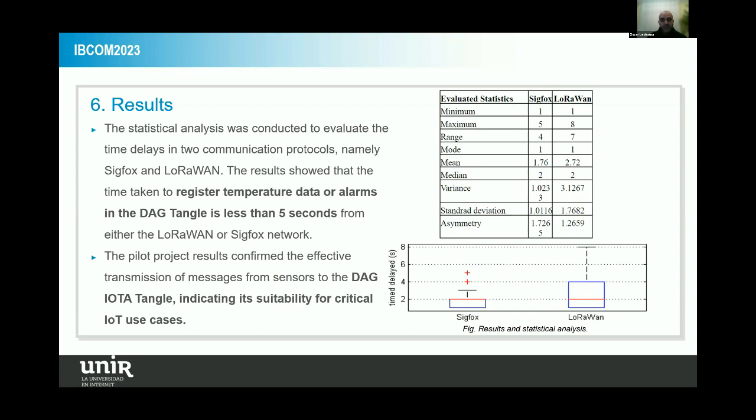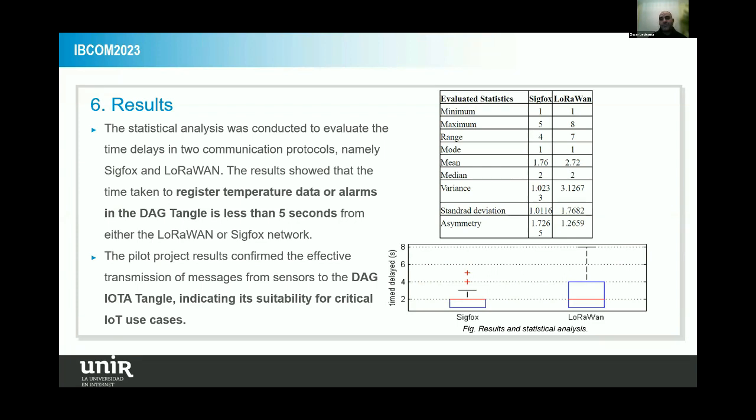So in summary, the results and statistical analysis from the pilot project provide valuable insight into the performance and characteristics of the communication protocols, contributing to the evaluation of the feasibility and effectiveness of using DAG for monitoring the cold chain of vaccines. This is the summary, but for future work, in the next months, we have already started working on this research, but not using LoRaWAN or Sigfox connectivity.